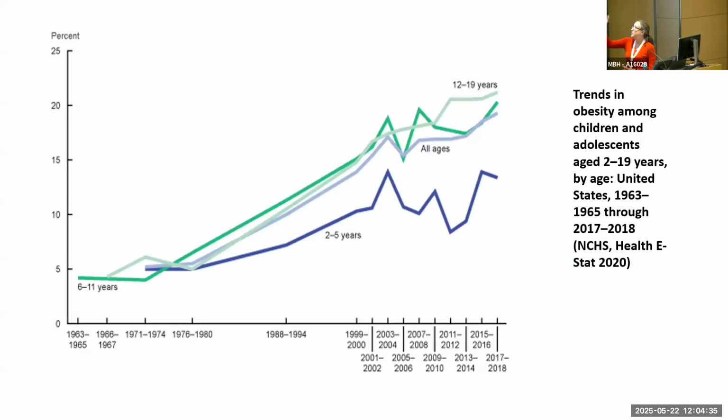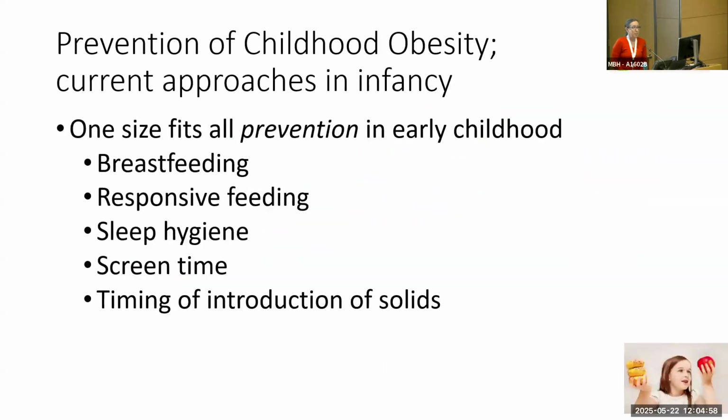From this graph, you can see, of course, that young children 2 to 5 years of age have shown a marked increase in obesity in the United States. There's been some leveling off as we got into 2020 with preschool obesity, but still a marked increase from what we saw in the 1970s.